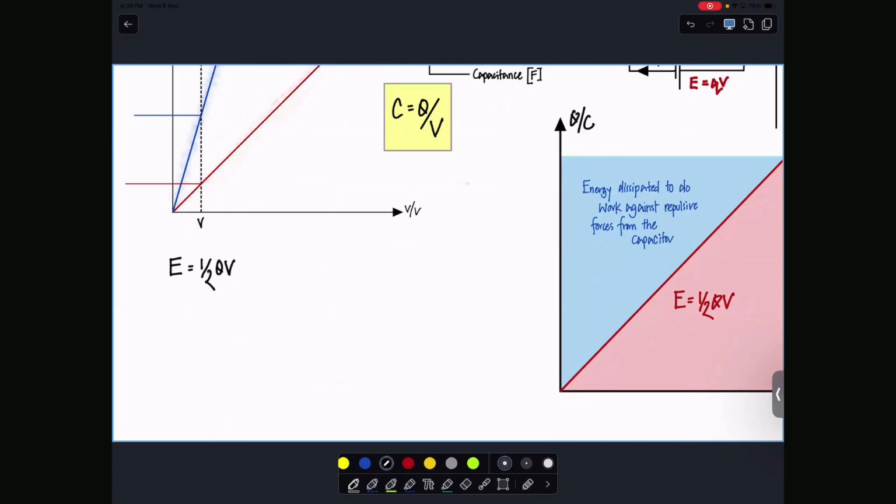Now Q equals CV, right? So if that's the case, then can't I write this as E equals half CV times V? And what do we have here? Half CV squared. This one is actually a good equation.